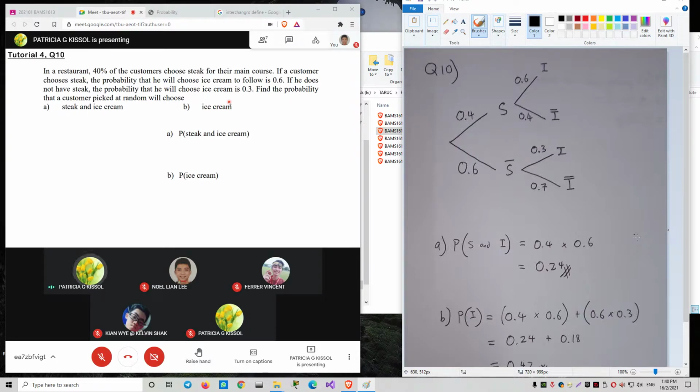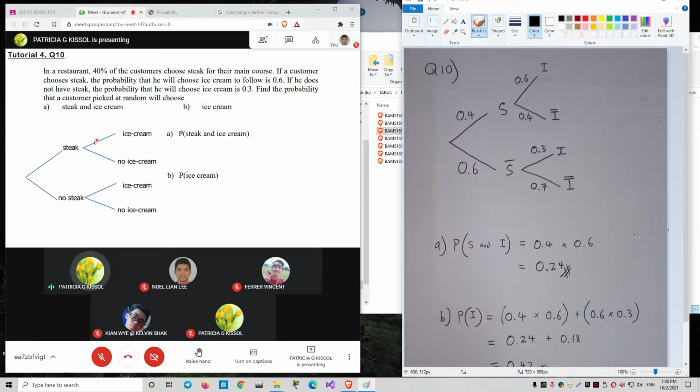Did you use a Venn diagram? Not really practical. A probability tree would be best. So you can identify that there are two main events. First is the main cause, meaning to choose steak or no steak. And then to have ice cream or no ice cream.